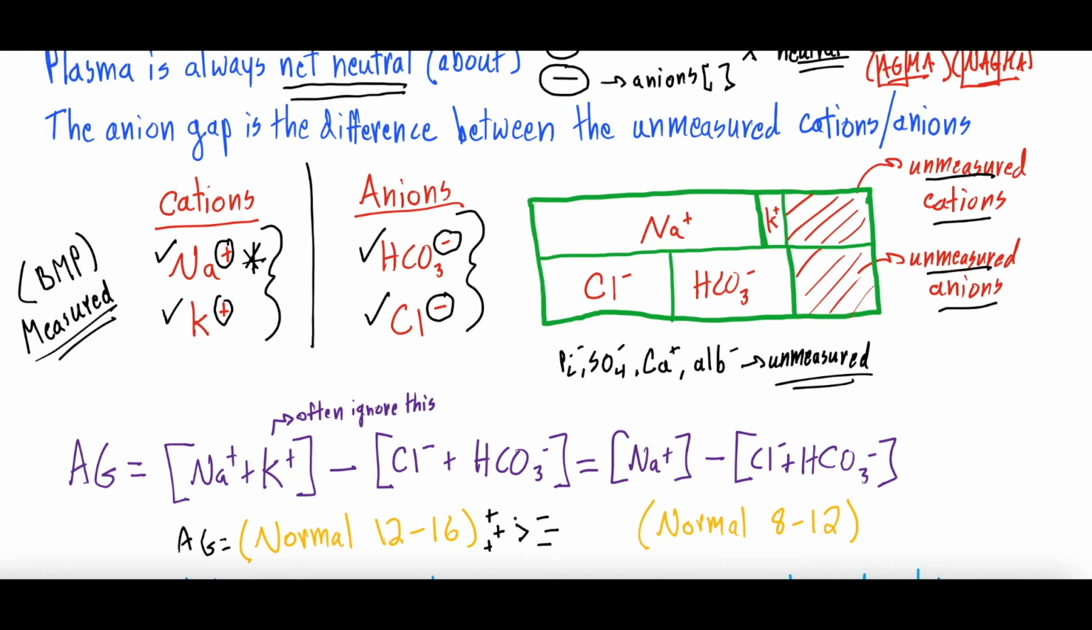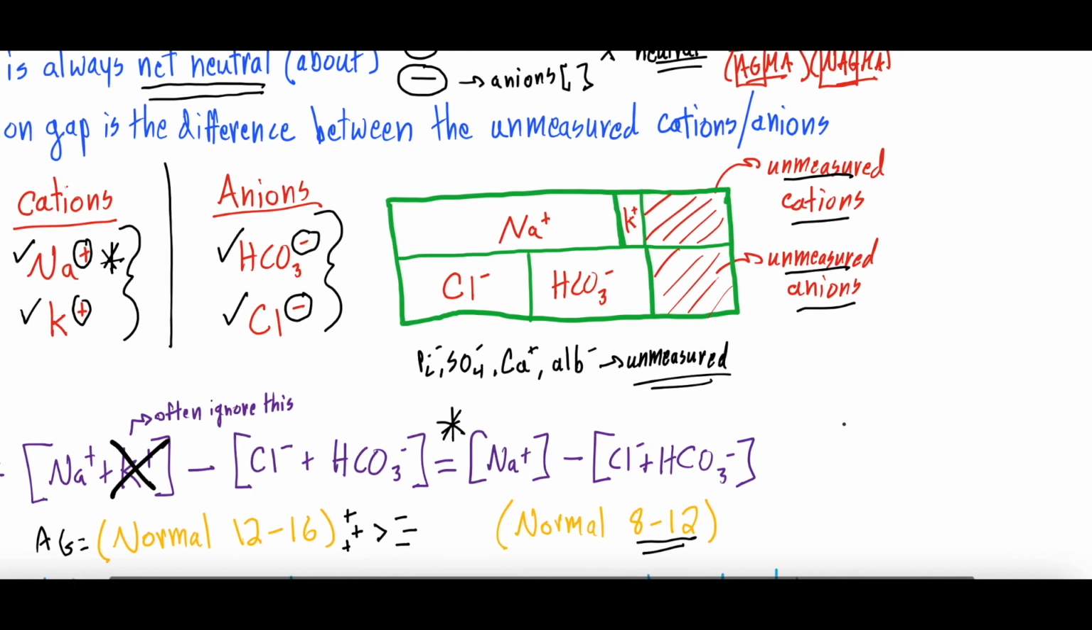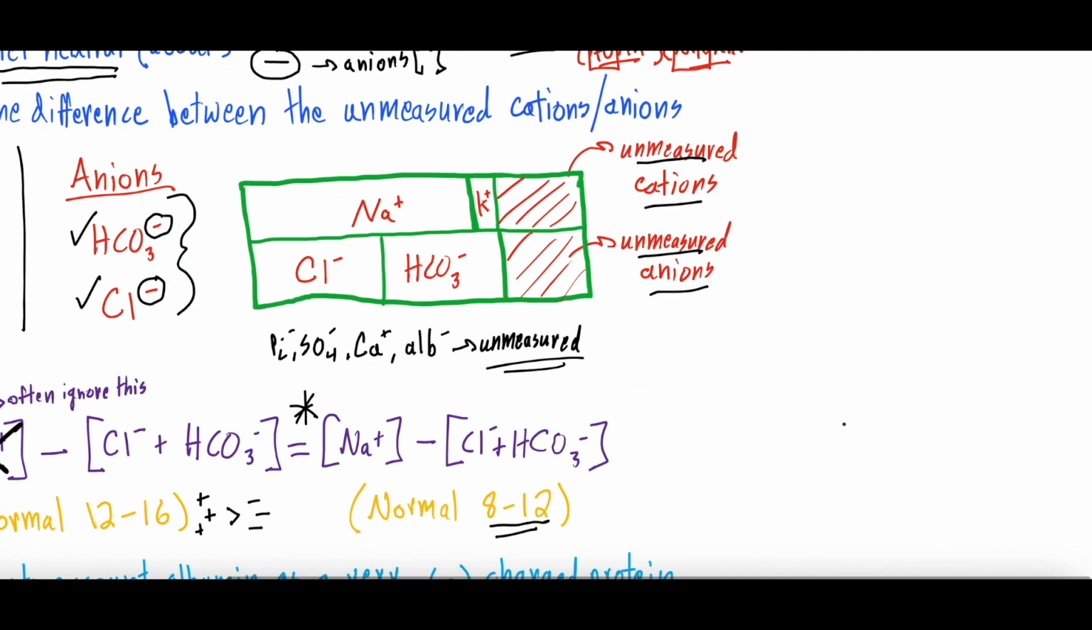Quick note before we dive into the details to further tease it out. Most places ignore the potassium because potassium contributes very little. There's all this sodium and then a small amount of potassium. So the equation most labs use is just sodium minus chloride plus bicarb, and the normal is 8 to 12. All right, so let's scoot over now and tease out what that means.